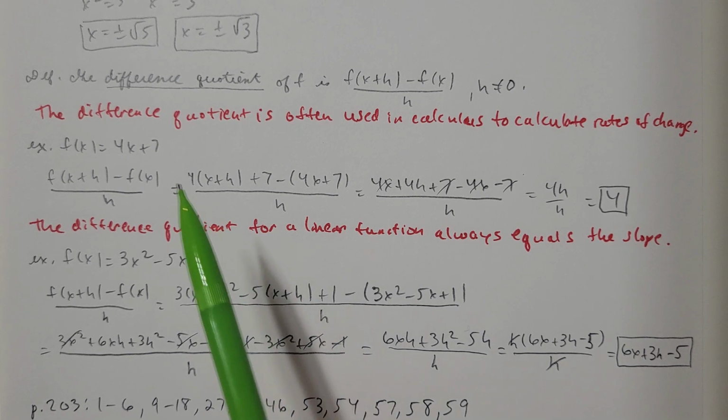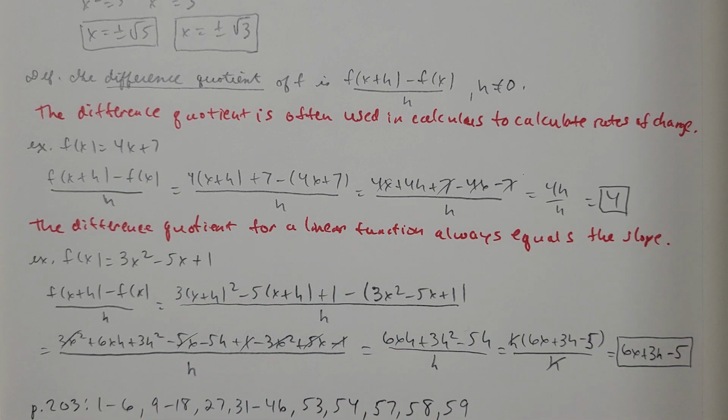Okay, so the slope of this line is 4. The difference quotient would also be 4. If I gave you a totally different function, suppose that f of x is negative 6x plus 5, and I wanted you to find the difference quotient of f, that's going to be negative 6, right? Because the slope is negative 6.